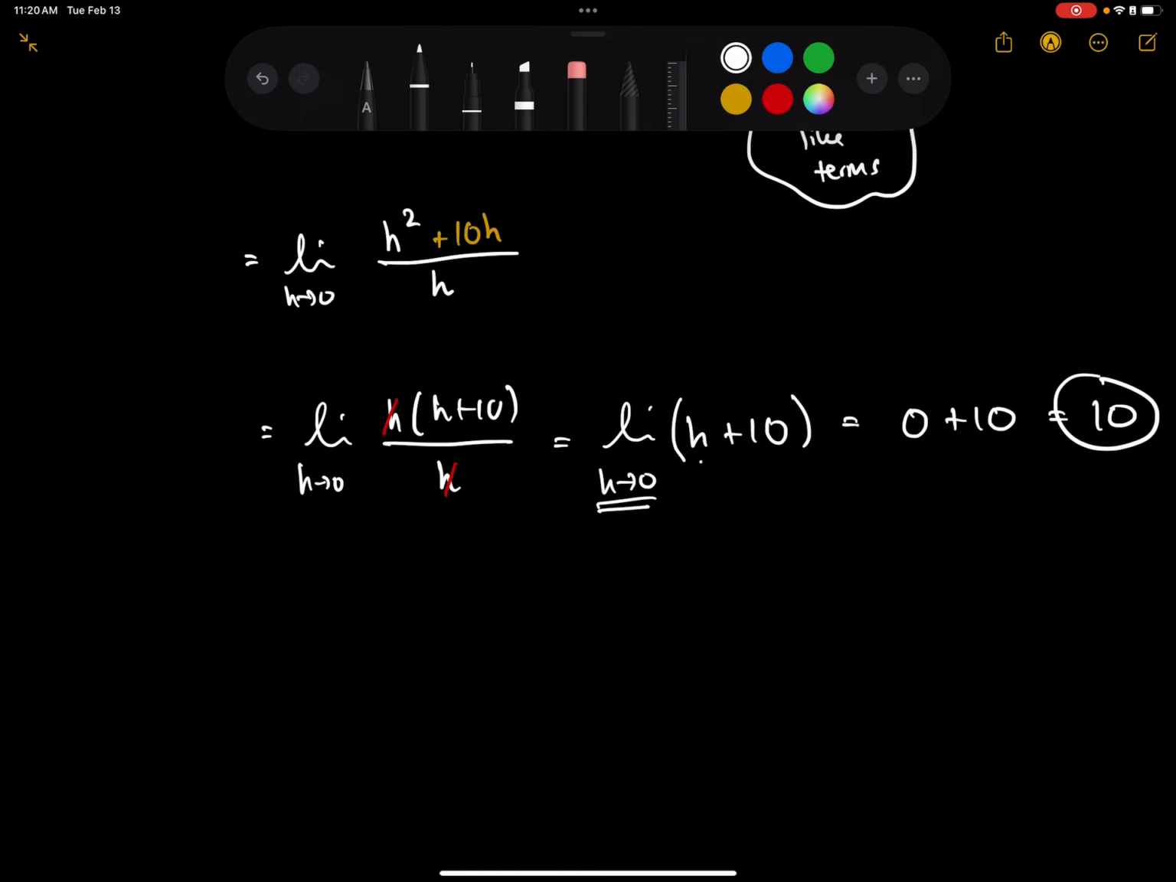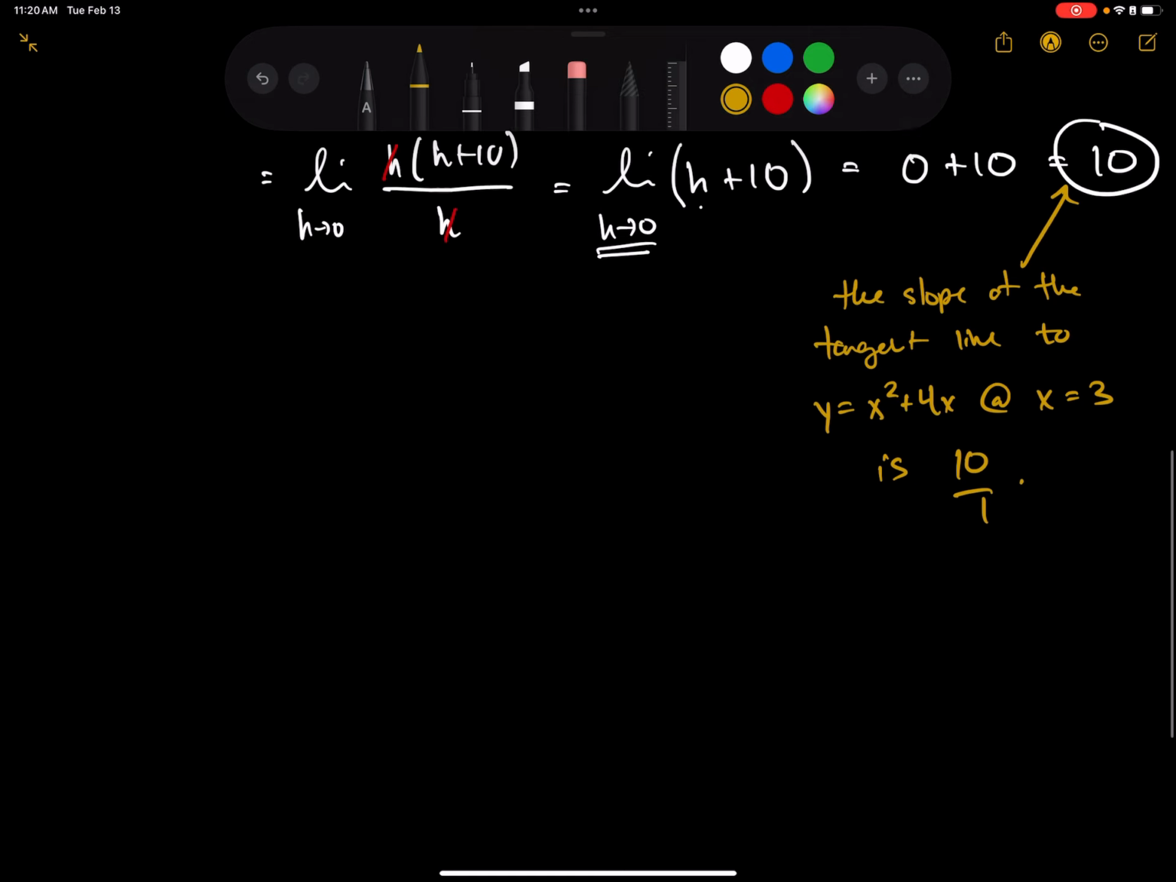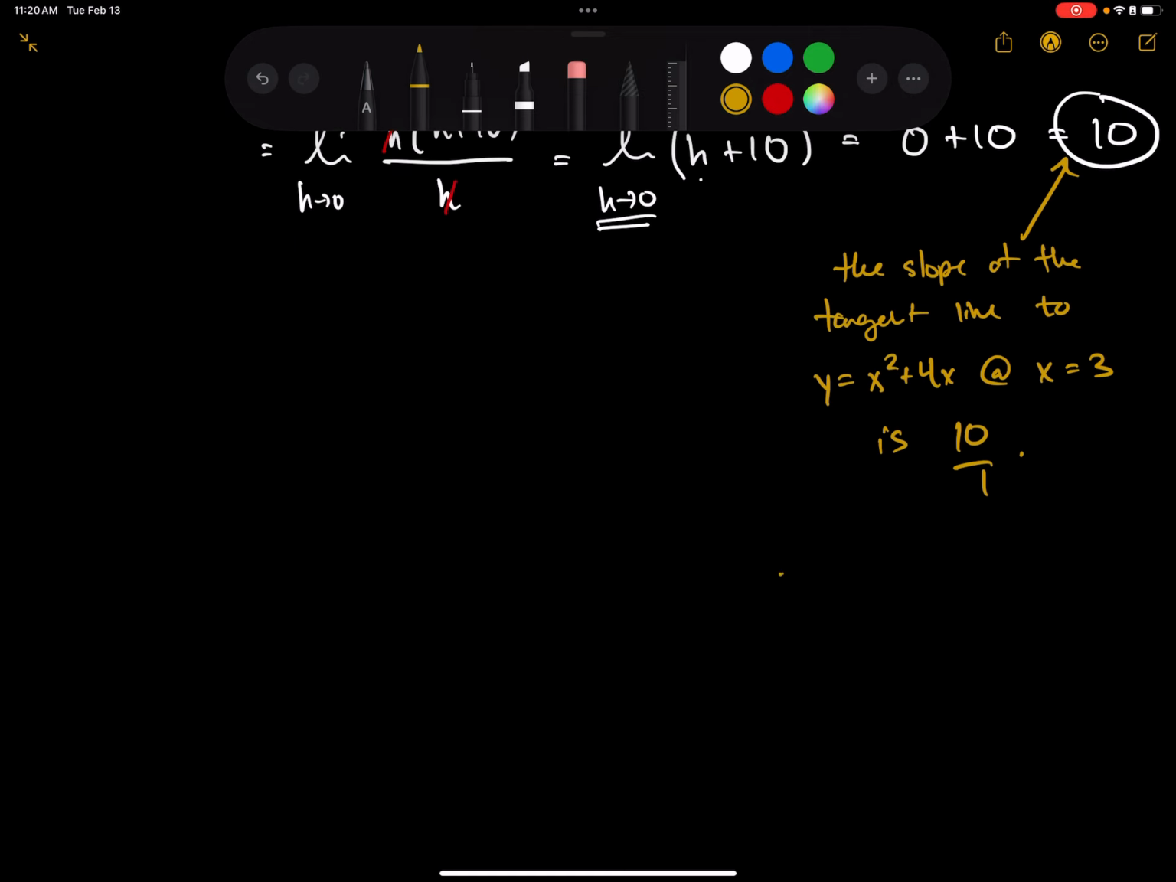And so again, we just did quite a bit of labor to get this number. What does this mean? This means the slope of the tangent line to y equals x squared plus 4x at x equals 3 is 10 over 1, aka f prime of 3, the slope of the tangent line at x equals 3 of f, is 10.